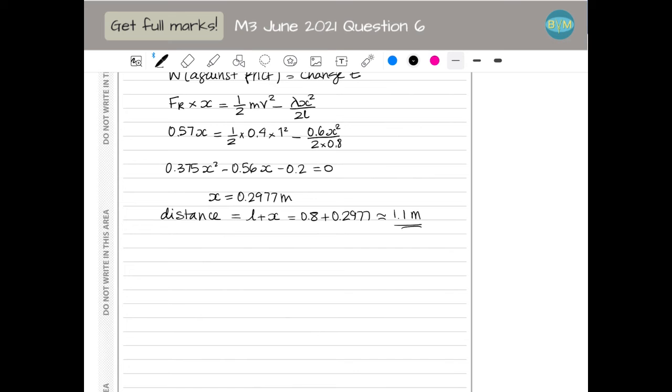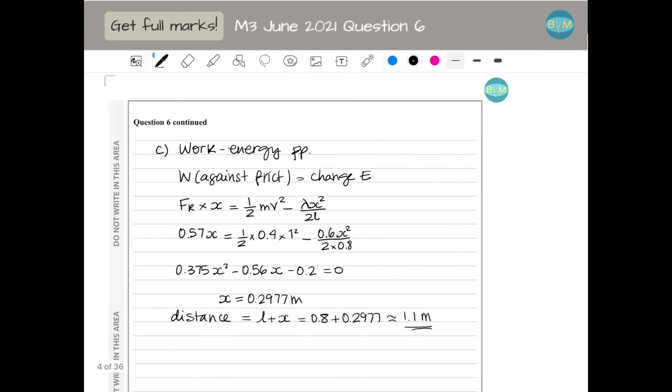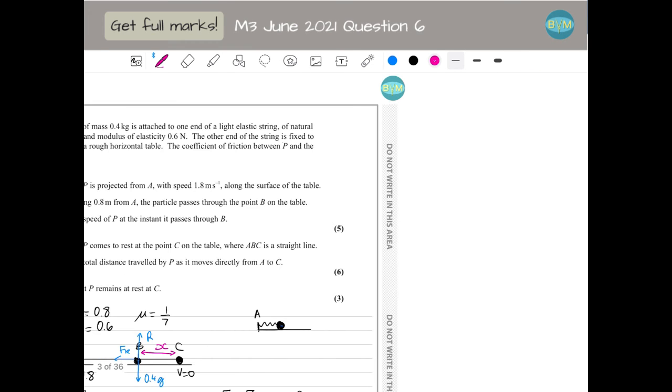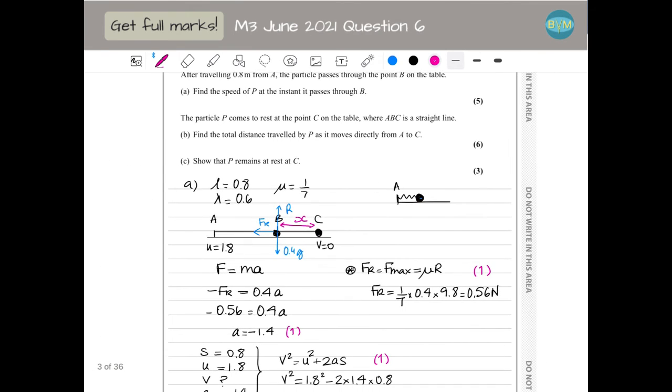Yeah, so you have marks for the method. One for using the work energy principle, one for writing the equation correctly and substituting everything correctly, one for this equation, one for this value of x, and one for adding the 0.8. So it's 1, 2, 3, 4, 5, 6 marks. Yeah, 6 marks.